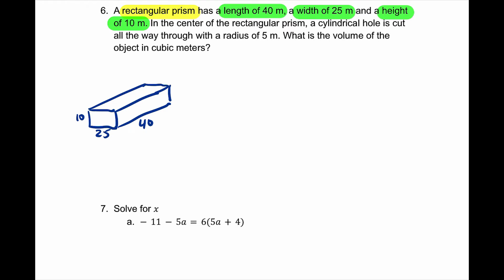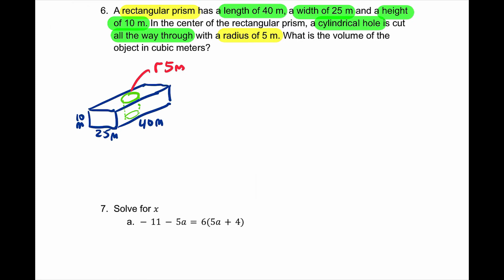And we've got 40 meters for the length, 25 meters for the width, and 10 meters for the height. Okay, now it says in the center of this rectangular prism, so right in the middle of this, there's a cylinder cut out of it. So that basically means there's a hole cut out of this thing all the way through. So I have a cylindrical hole right here that's cut all the way through, which means it's going 10 meters down. And this is important, it has a radius of 5 meters. And all these units are also meters, so we're doing good.